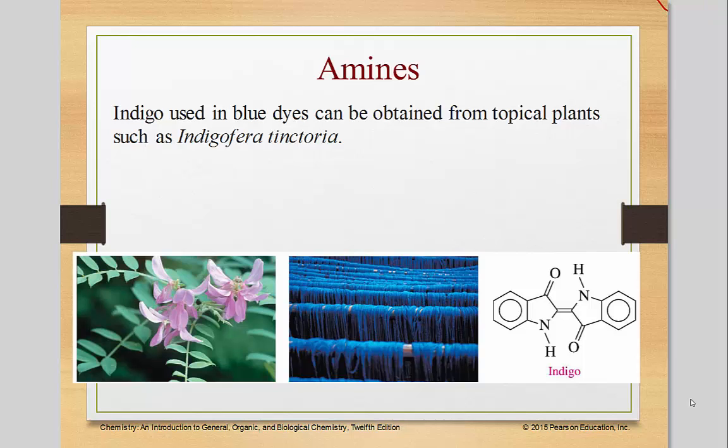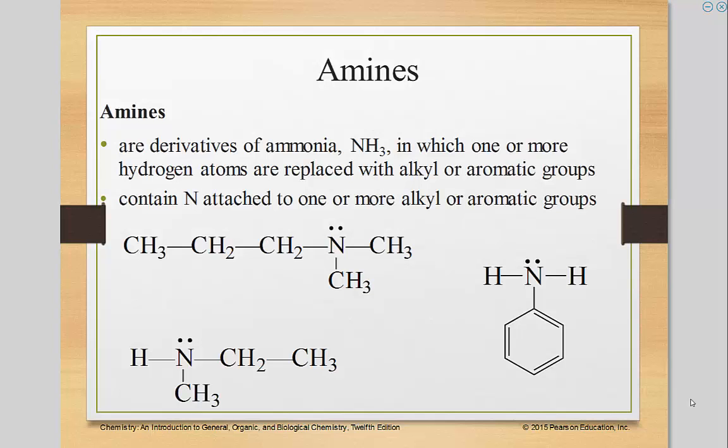In this tutorial, we will be discussing amines. Amines are derivatives of ammonia, NH3, which looks like this. It has a lone pair and 3 hydrogens coming off of it. One or more of these hydrogen atoms are replaced with alkyl or aromatic groups. They contain nitrogen attached to one or more alkyl or aromatic groups.